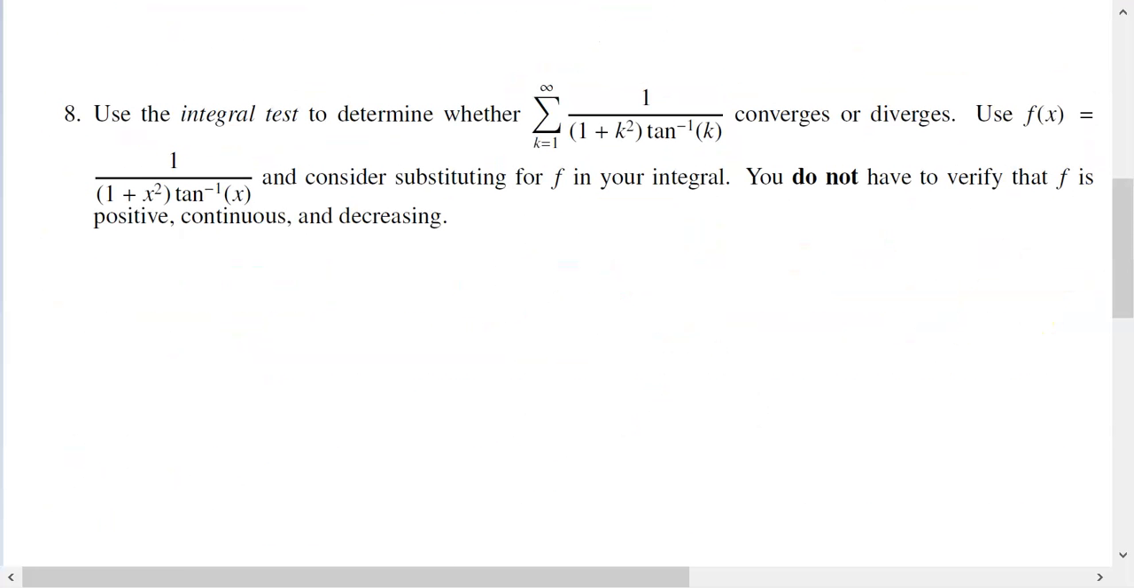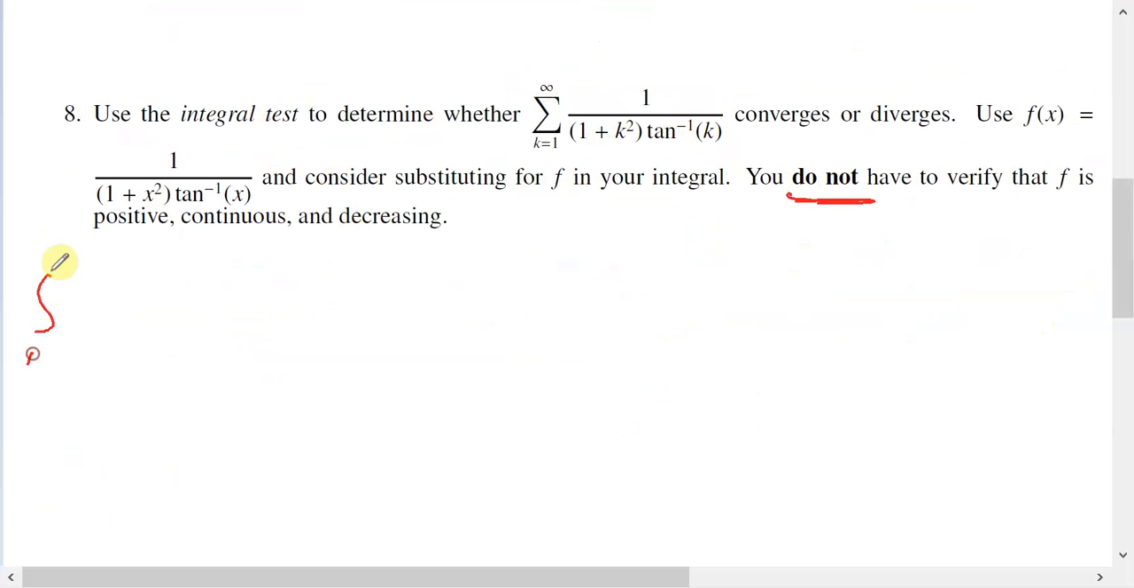Number 8, we're told to use the integral test to determine whether this converges or diverges, and we're told the function, which is no mystery. We use the same function that matches up. And I'm giving you a hint on how to evaluate the integral you're going to have to do. But we don't have to do this extra stuff here of showing it's positive, continuous, and decreasing.